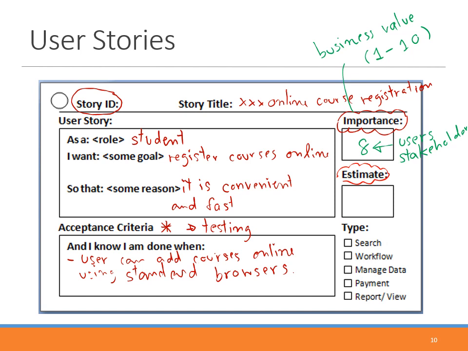Then for the estimate, this is the thing that is related to the developer now. Estimate is used to define how hard the user story is, how much effort has to be put. So it can be defined based on number of hours.